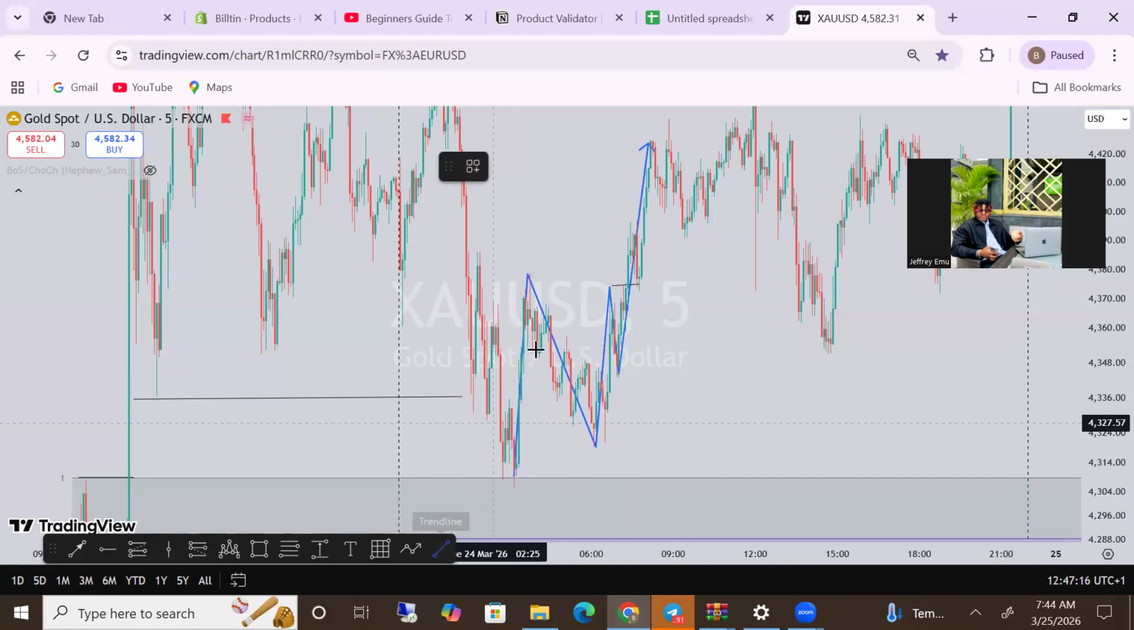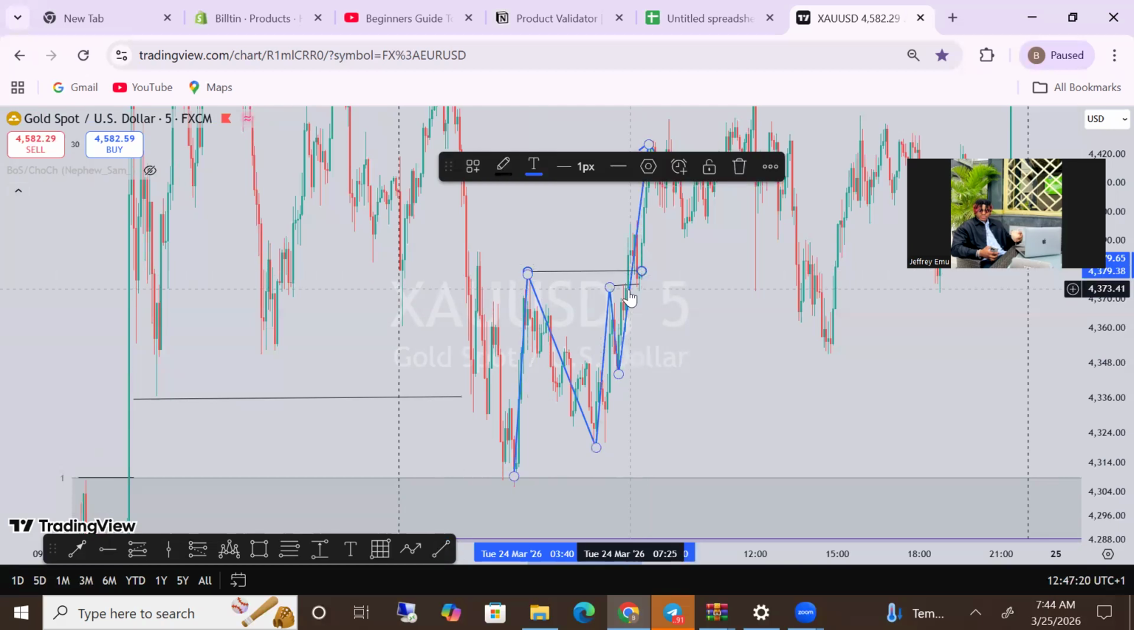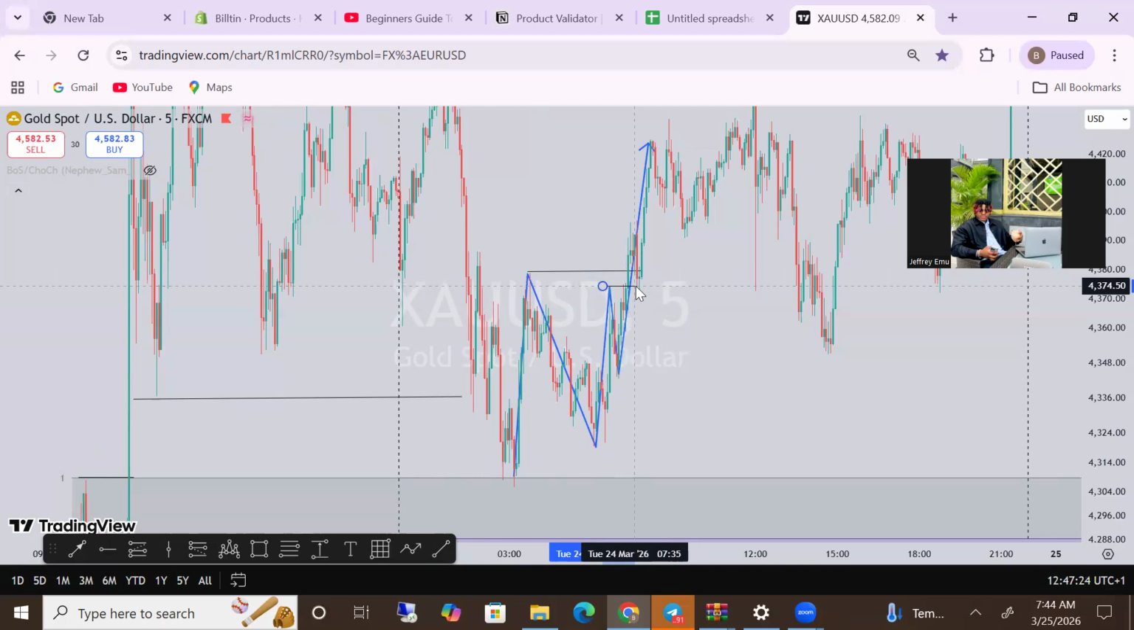Now, in that case, you have a double break of structure around here. So once that double break of structure is notified, you have to understand that you need to look for your liquidity. You need to look for push downs that fail to hit what? That particular point of interest. Do you get me? So your point of interest is what?